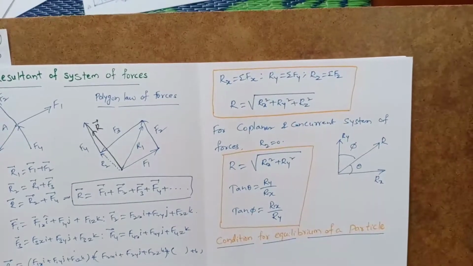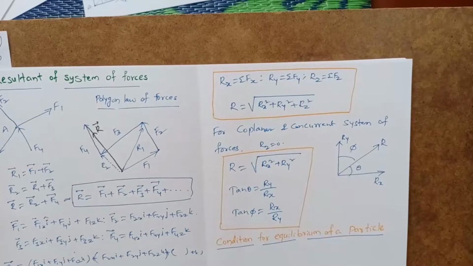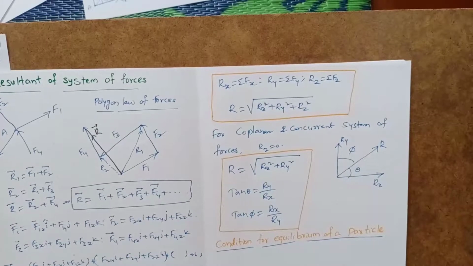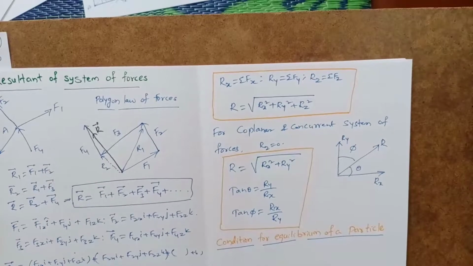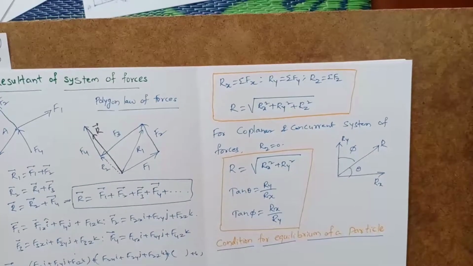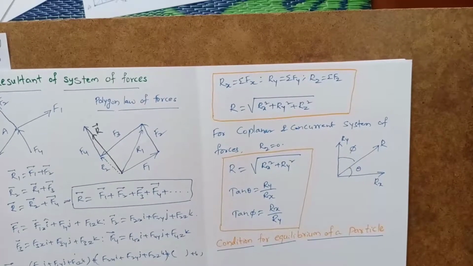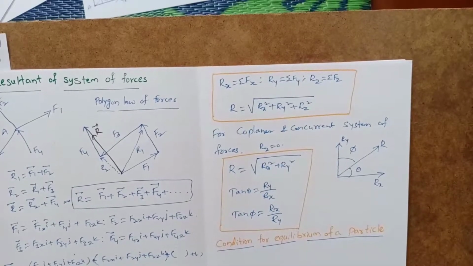Next is the condition for equilibrium of a particle. We have been discussing the resultant force of a system of forces, so now let us discuss the condition for equilibrium of a particle. Particle means here a body whose dimensions are neglected, so it is like a point object where all the forces are concurrent, that is, the dimensions of the body are neglected in that problem.